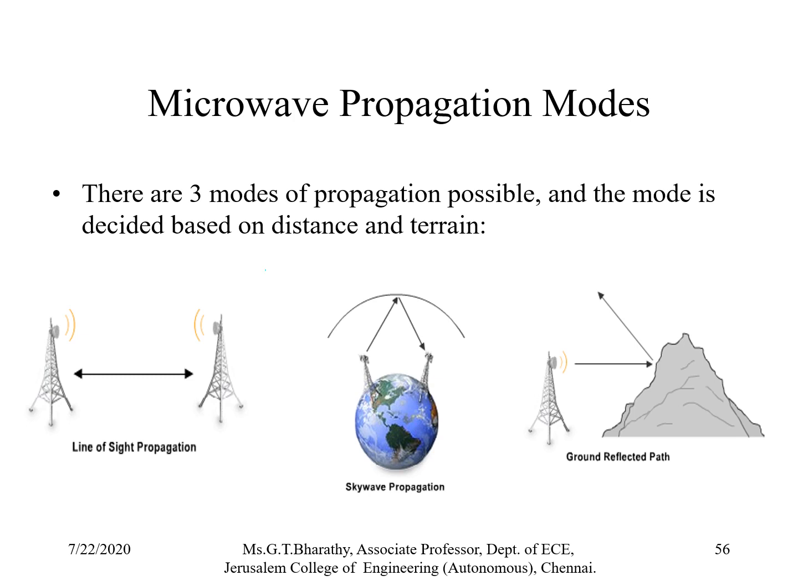Microwave propagation modes. There are 3 modes of propagation possible, represented in 3 diagrams here. First one is line of sight propagation, second one is sky propagation, the third one is ground reflected propagation. So these are the 3 types of microwave propagation modes that are available.